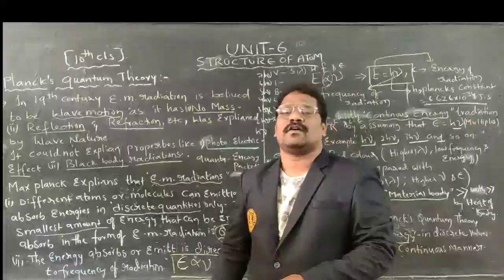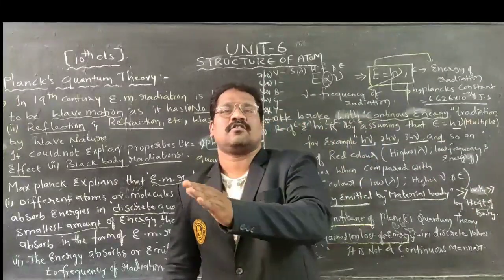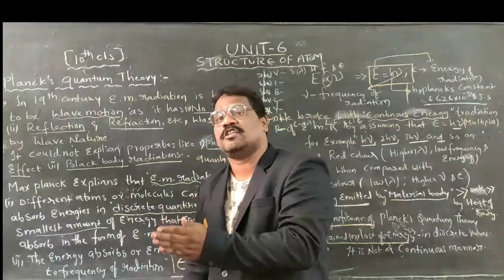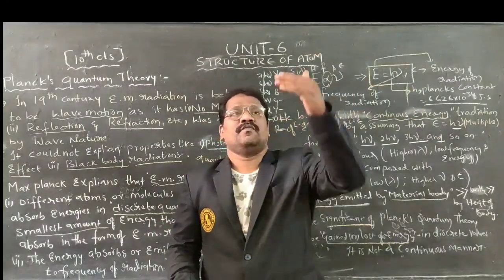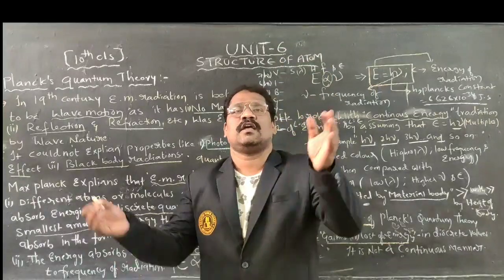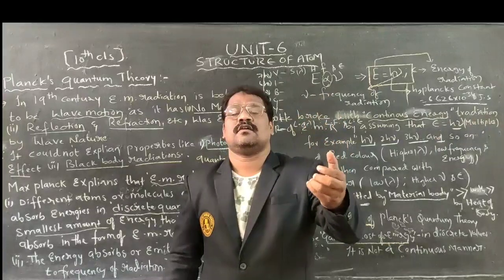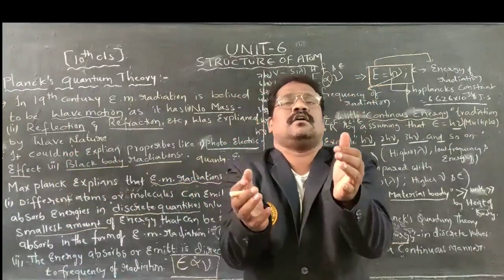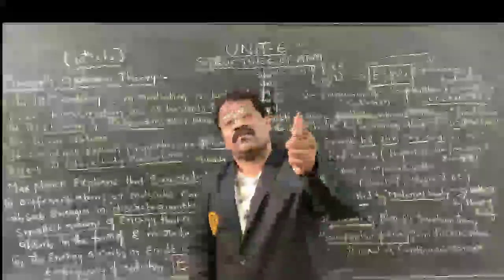In the previous class, we completed the electromagnetic spectrum. What is the electromagnetic spectrum? Within that, we also completed the visible spectrum. Let me come to the visible spectrum. The different groups of wavelengths, frequencies and energies clubbing together form one spectrum. That spectrum is called the visible spectrum.